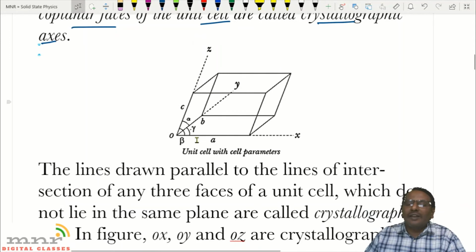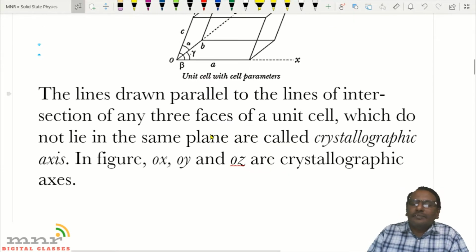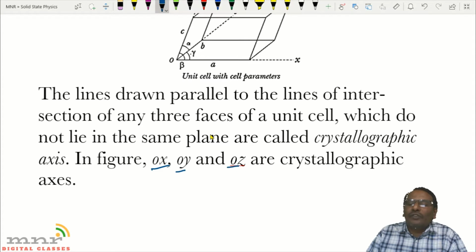The lines drawn parallel to the lines of intersection of any three faces of the unit cell which do not lie in the same plane are called crystallographic axes. That is, we are defining it in an alternative way. In the figure, OX, OY and OZ represent the crystallographic axes.